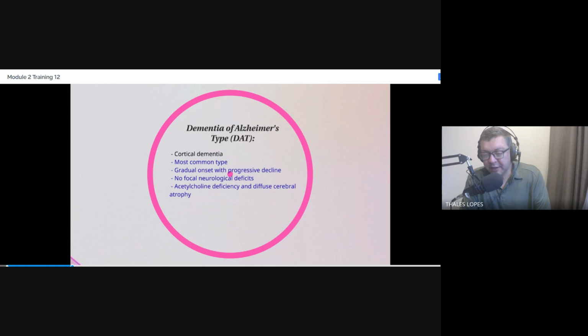So gradual onset, no focal neurological deficit, and there's an acetylcholine deficiency and diffuse cerebral atrophy. So the problem here is acetylcholine that's low. Okay.